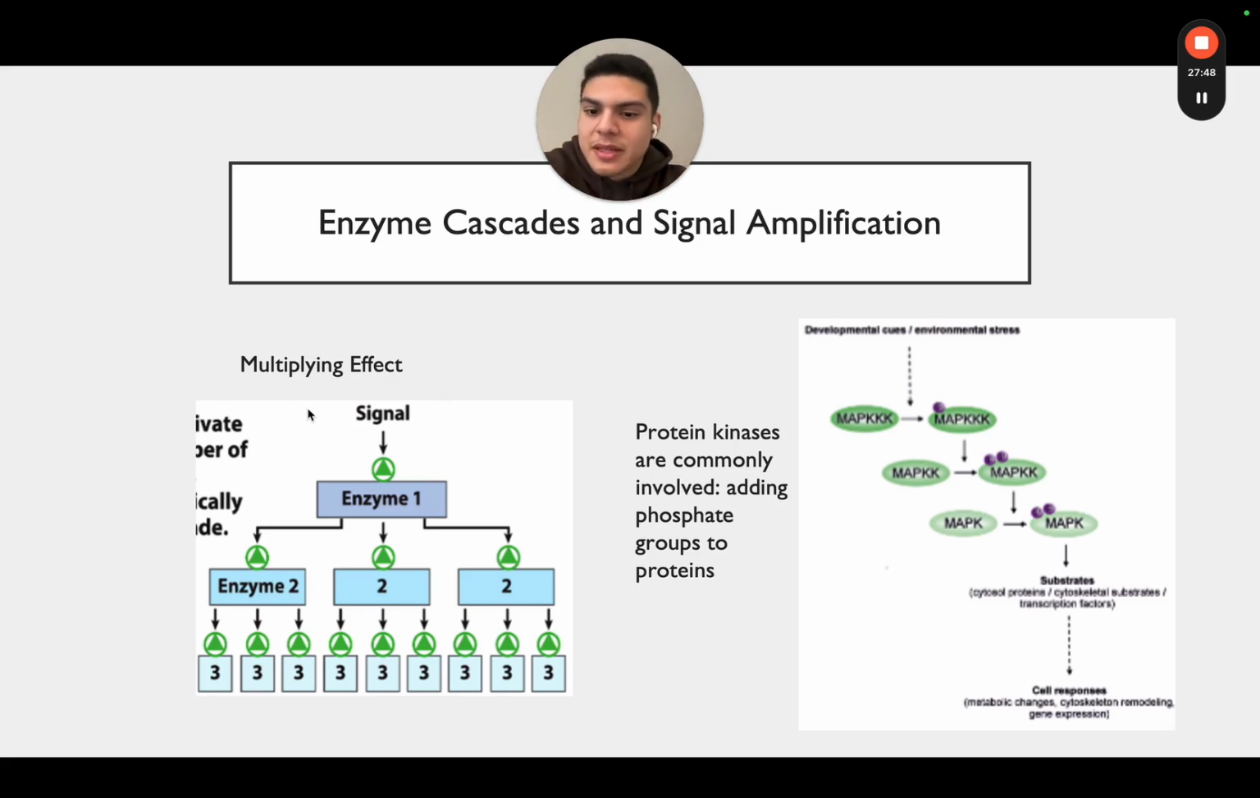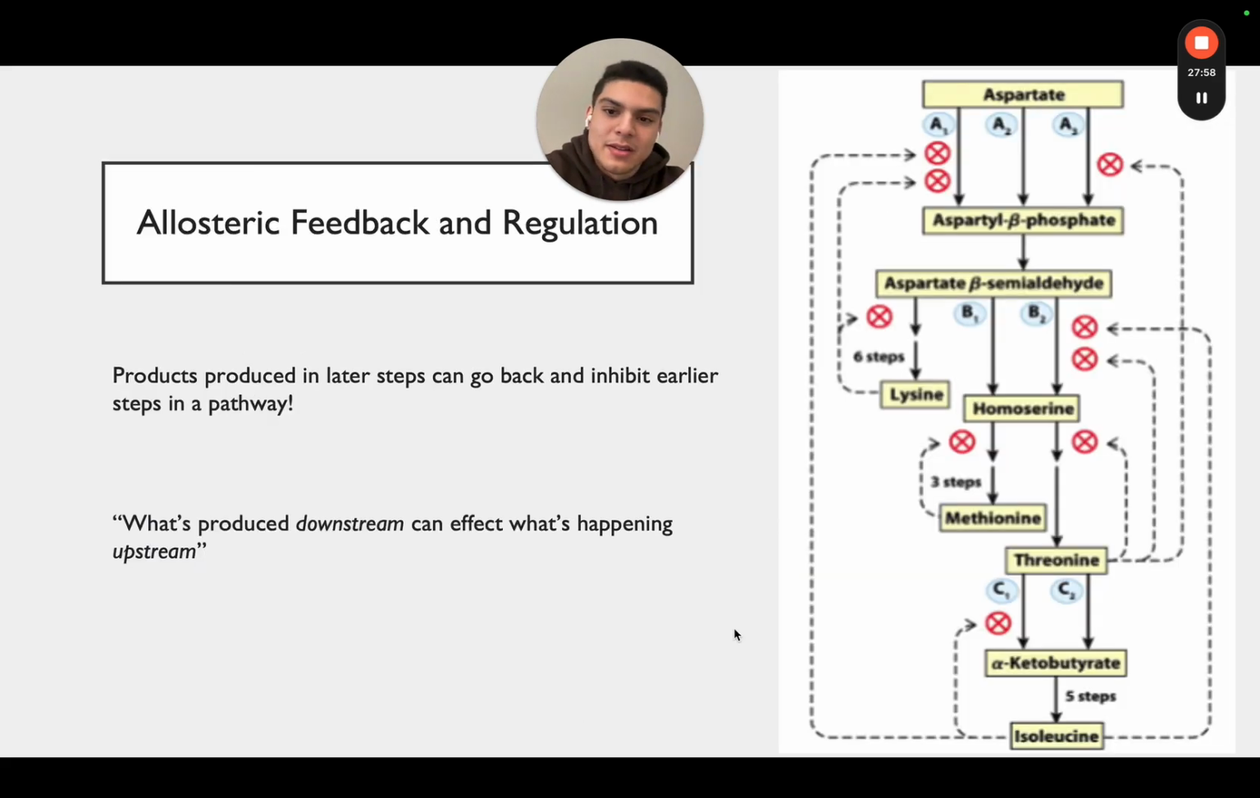And so it's called the multiplying effect, where you activate one enzyme, and then enzyme 1 activates basically 3 of them, and then each of those enzyme 2s are going to activate more and more and more. So you see this multiplication of it. Yeah, that's good. And then in terms of allosteric feedback and regulation, at a certain point, certain reactions have to stop, and there have to be certain built-in mechanisms within the pathway. So that's what allosteric feedback and regulation is.